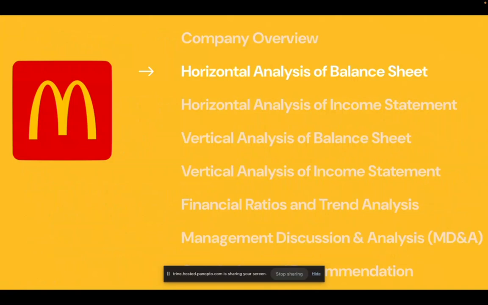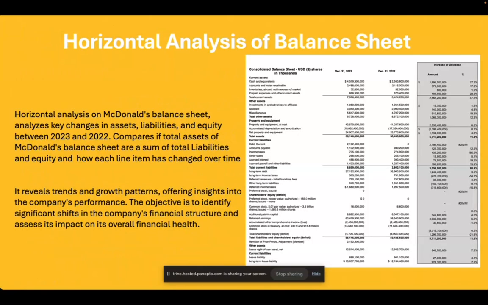Let us now see the horizontal analysis of the balance sheet statement. Here I have calculated the horizontal analysis on the balance sheet statement. You can observe that I have verified if the total assets are summing with the total liabilities and equity, and how each line item has changed over time. These trends and growth patterns offer insights into the company's performance, and the objective is to identify significant shifts in the company's financial structure and assess their impact on overall financial health.